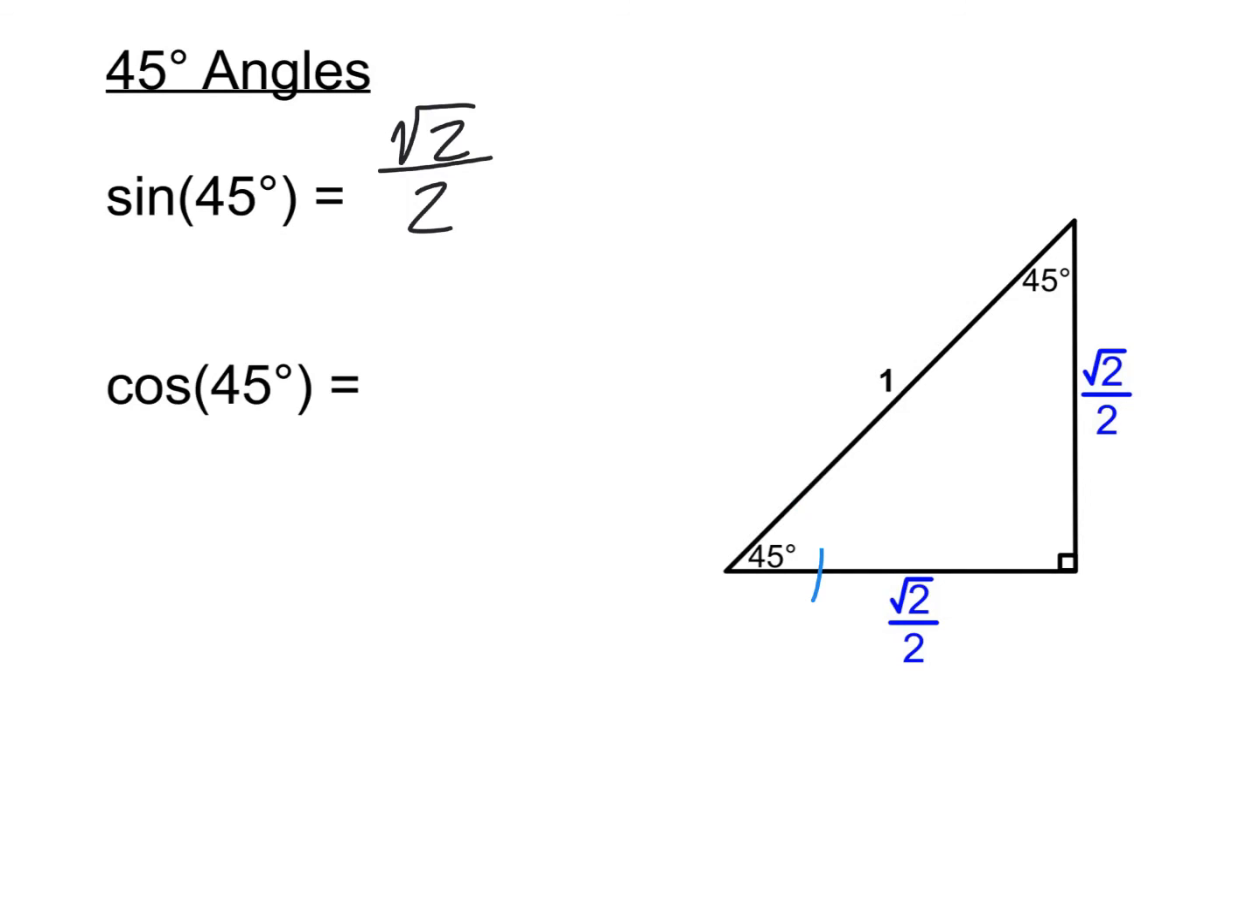And then finally, cosine of 45 degrees. If I'm going for cosine, that means I pick a 45 degree angle. Cosine is the adjacent over the hypotenuse. So again, that's going to be root 2 over 2 over 1, which is just root 2 over 2. So sine of 45 and cosine of 45 degrees are both exactly root 2 over 2.